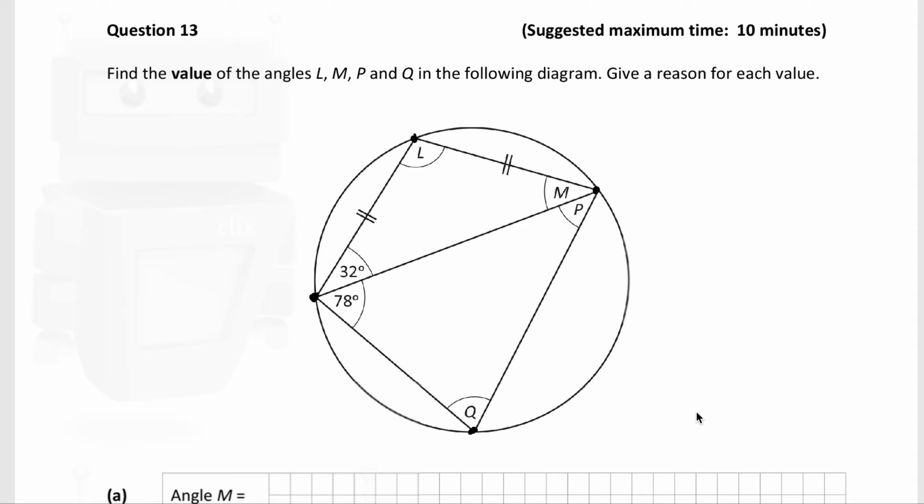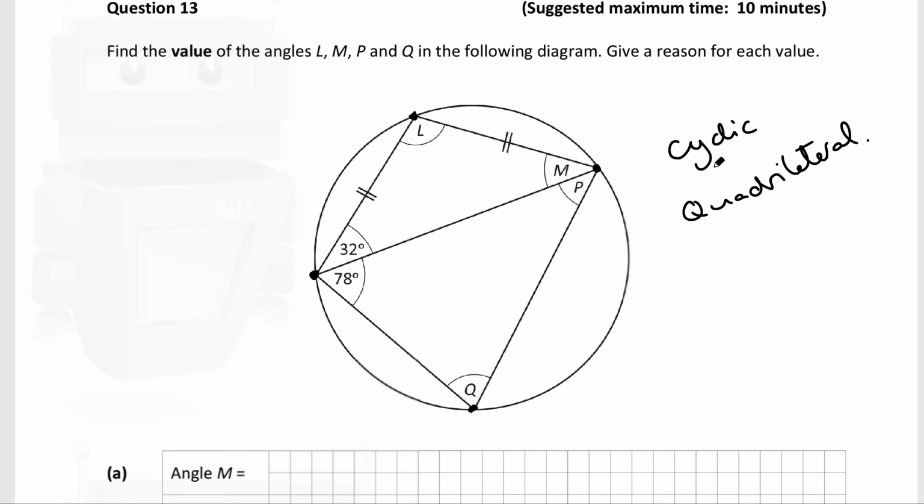So in this question, we were asked to look at a cyclic quadrilateral. It's important that you're able to identify what you're looking at. It's a cyclic quadrilateral. Quadrilateral because it's a four-sided shape, and it's cyclic because our vertices are sitting on the circumference of the circle. That's really important that we have that.